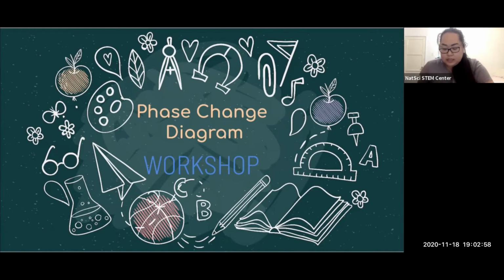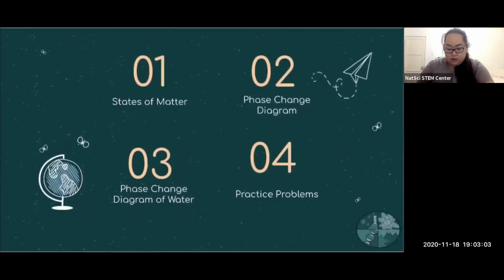So we are going to discuss phase change diagrams. First we'll go over states of matter: properties like a solid, liquid, gas, what it kind of looks like. Then a general phase change diagram and what makes it up. And then we'll discuss the phase change diagram of water, which is the one that you'll typically be looking at when you're given a problem. And then we'll do practice problems.